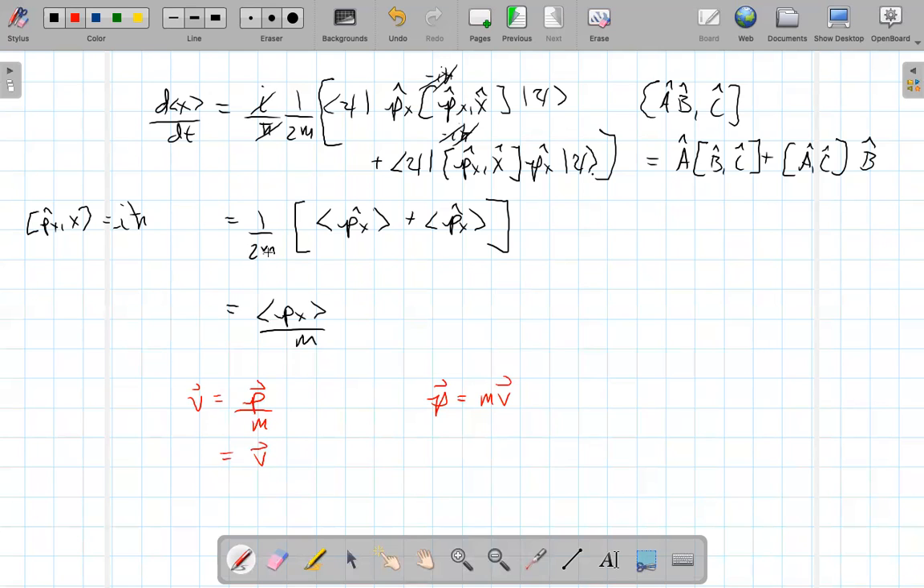So basically all this is saying is that how the position evolves with time, it acts just like the velocity, which means that x dot is equal to the velocity, right? So the time evolution of the expectation value of the position acts exactly like it does in classical mechanics. The average of the position evolves with time exactly the way that it does in classical mechanics. So this is exactly the same as classical mechanics.